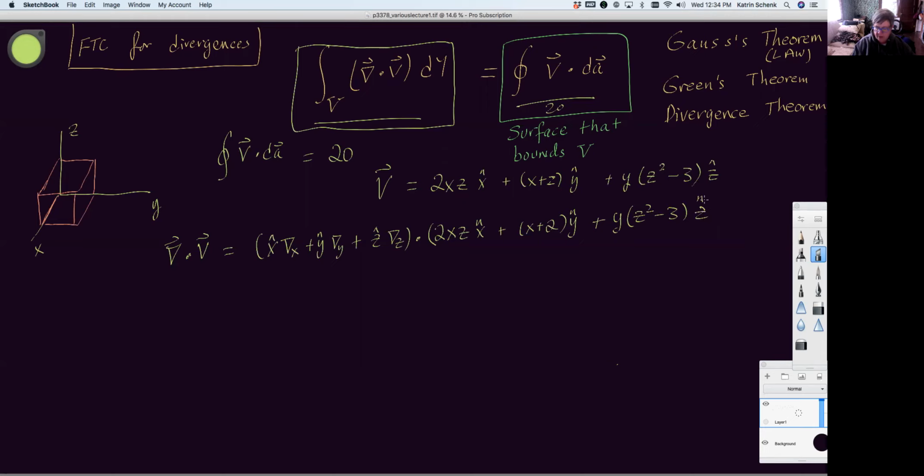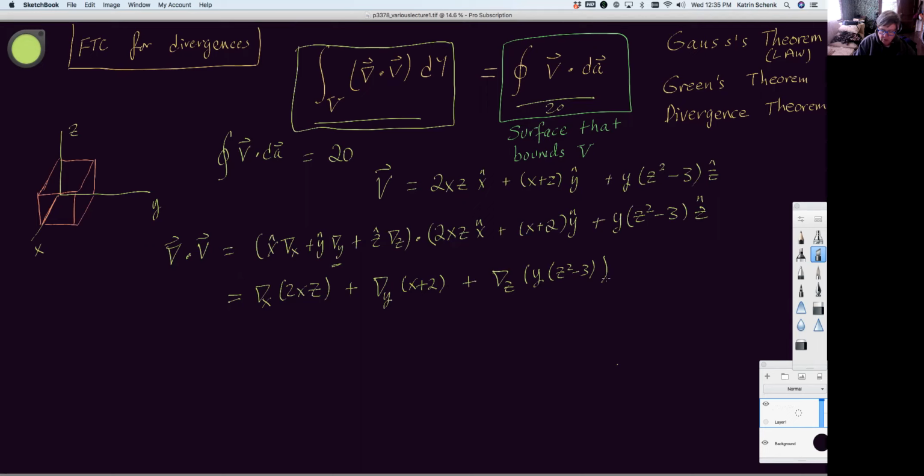I still need to learn how to write straight on this. Okay. So the dot product means that the x derivative acts on the x component, so 2xz, and then we have the y derivative acting on the y component, which is x plus 2. And then we have the z derivative acting on the z component, which is y z squared minus 3. Okay, all right, and this is a scalar, this del dot v.